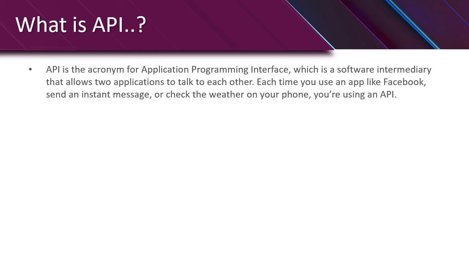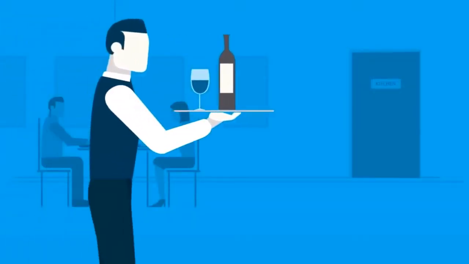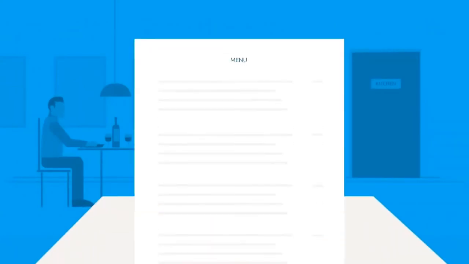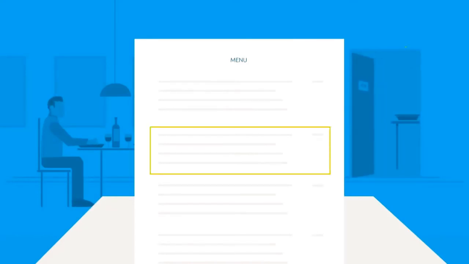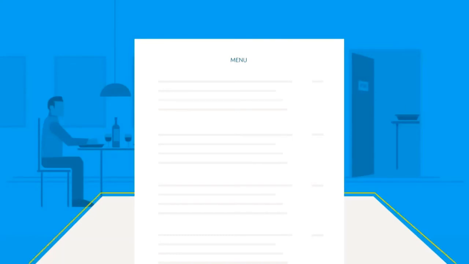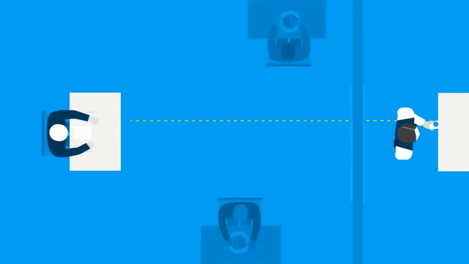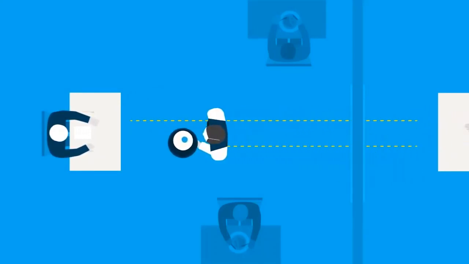To explain this better, an example: imagine you are sitting at a table in a restaurant with a menu of choices to order from. The kitchen is the part of the system that will prepare your order. What is missing is the critical link to communicate your order to the kitchen and deliver your food back to your table. That's where the waiter, or an API, comes in. The waiter is the messenger, or API, that takes your request or order to tell the kitchen, the system, what to do. Then the waiter delivers the response back to your table.